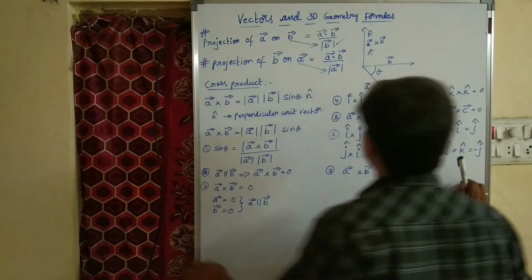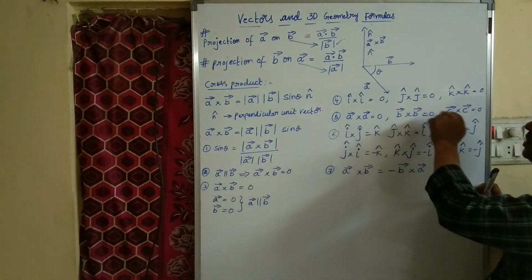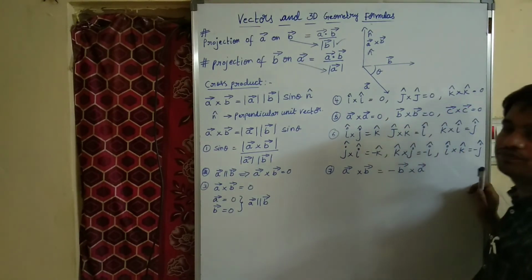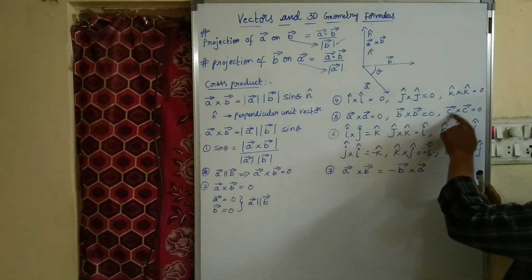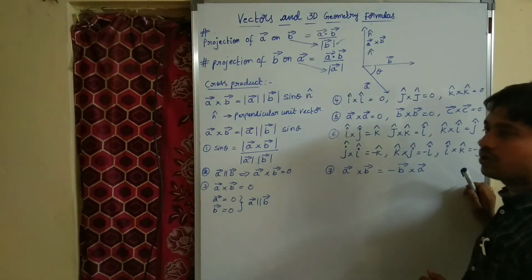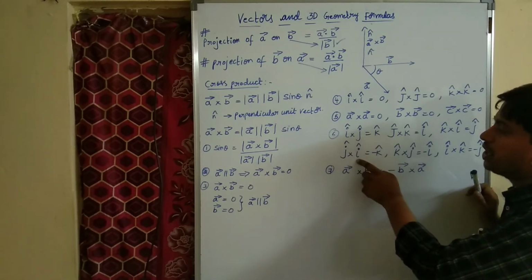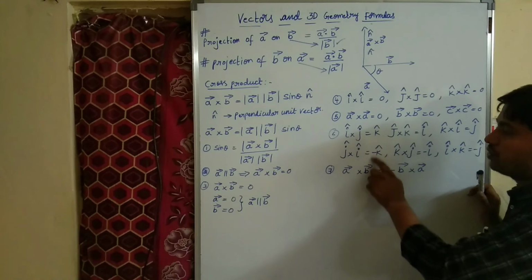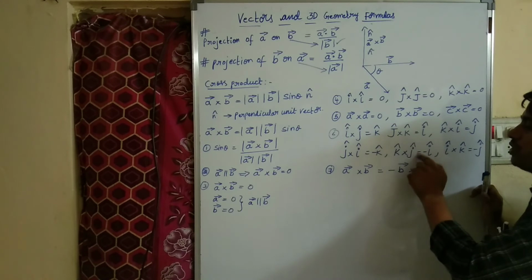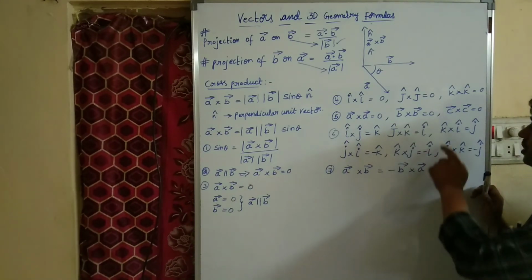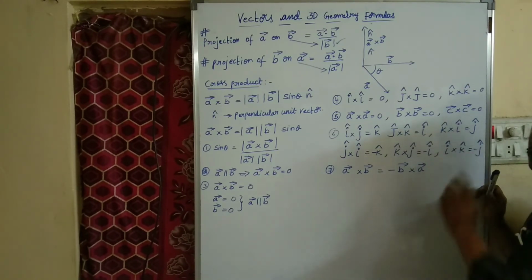Now coming to cross product, i × i = 0, j × j = 0, k × k = 0. Now a × a is 0, b × b is 0, c × c is 0. Now coming to i × j, which is nothing but k. Whose reverse, j × i = −k, children. You try to understand here. Right? j × k is i, whereas k × j is −i. k × i is j, whereas i × k is −j.